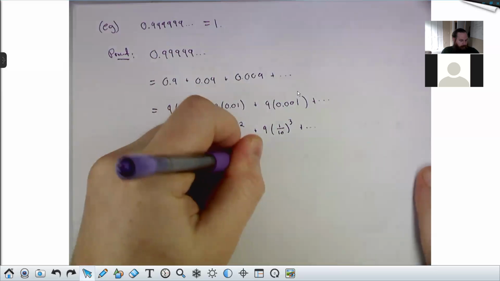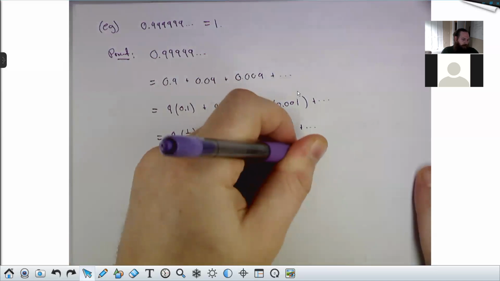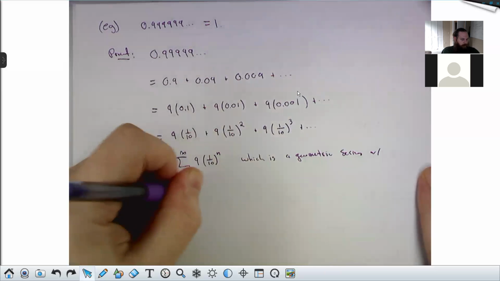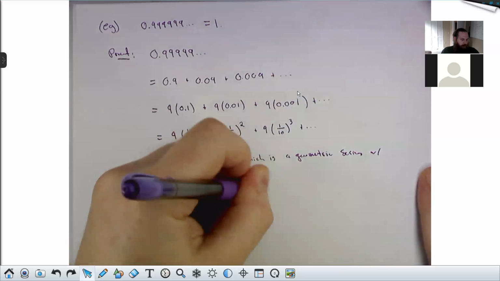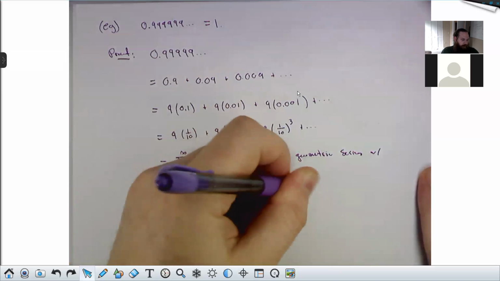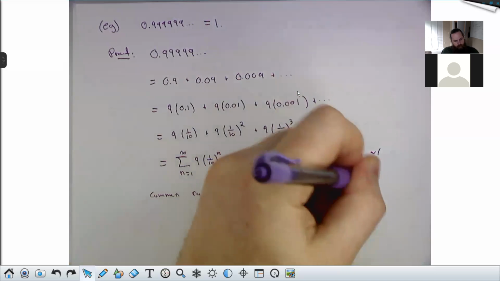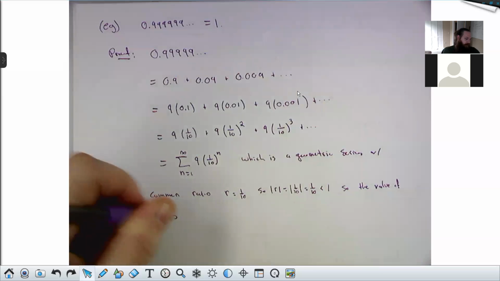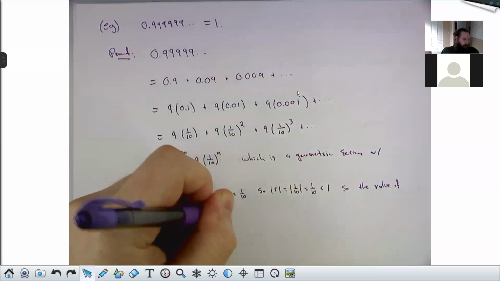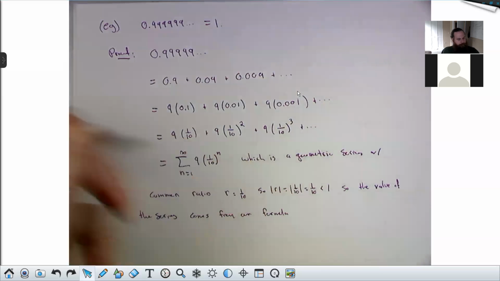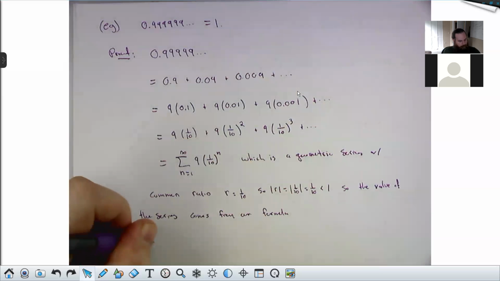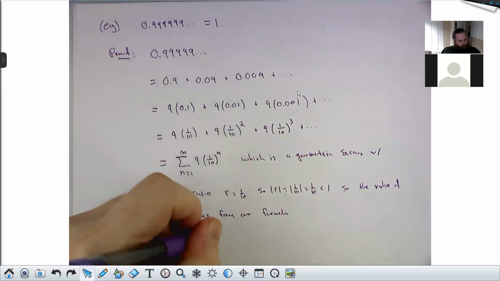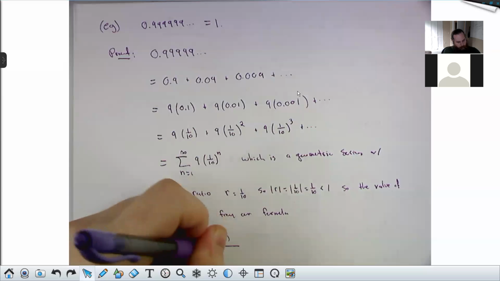Which is a geometric series with common ratio r equal to 1/10. So the absolute value of r is the absolute value of 1/10, which is 1/10, which is less than 1. So the value of the series is finite. It comes from our formula. So 0.9999, on and on forever, follows that formula where we take the starting term, which in this case is 9 times 1/10, and we divide by 1 minus the common ratio.